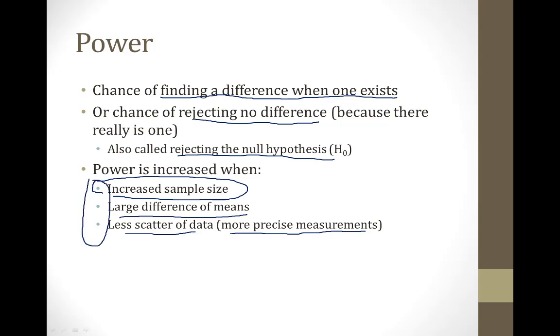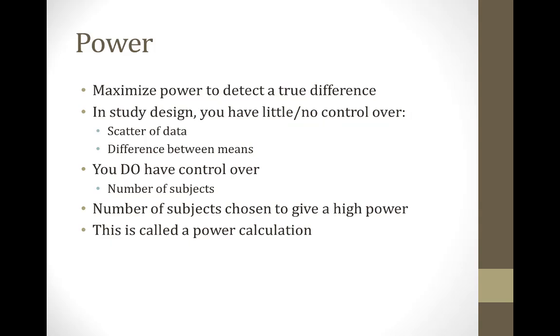When the data is very scattered, that hurts the power. When it's tightly collected together, that helps the power. Same thing with sample size and same thing with the difference in the means. So when we conduct experiments, we want to maximize our power to detect a true difference. We don't want to spend a lot of time collecting data and find no difference when actually there was one there and we just missed it. It's a waste of our time.